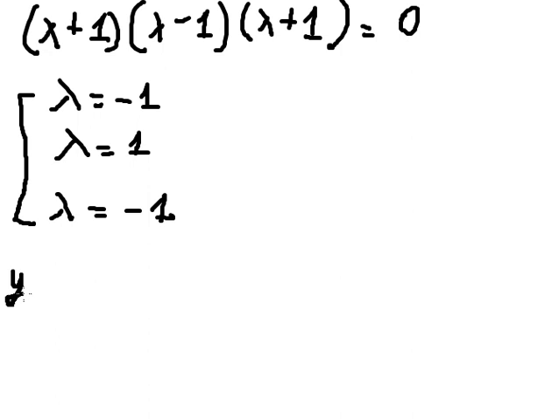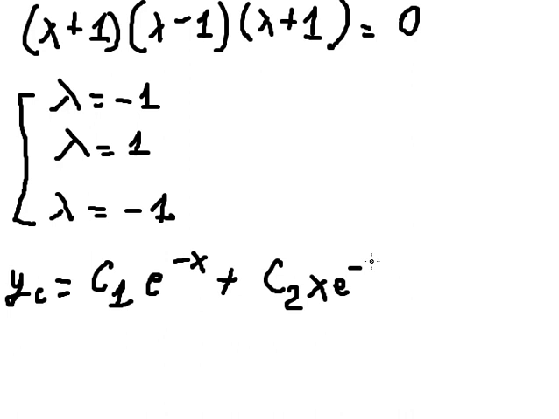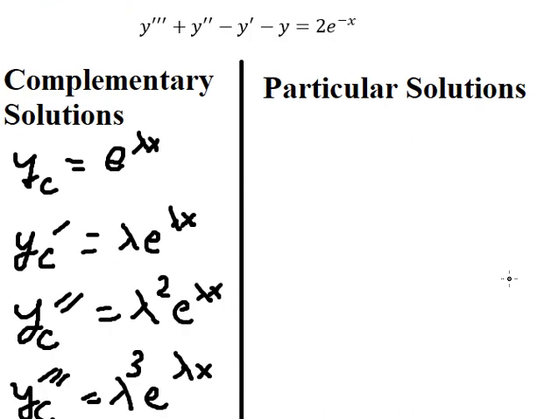So we have yc. That is c1, the constant 1, e to the power of negative s. So we change lambda into negative 1, and you get negative 1 in here. Because we have the same solutions, we have c2 s e to the power of negative s, and the last one, c3 e to the power of s. And this is yc.